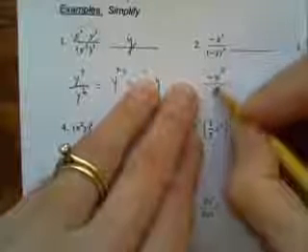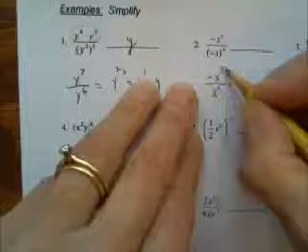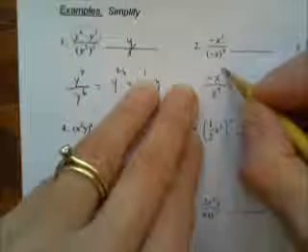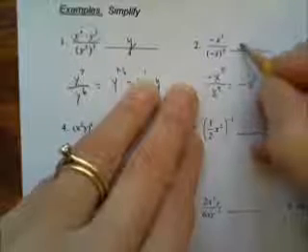In the denominator, this becomes a positive x to the 4th. And a negative divided by a positive results in a negative. And now we're going to subtract these exponents with the quotient rule. 5 minus 4 is 1. Negative x to the 1 is negative x.